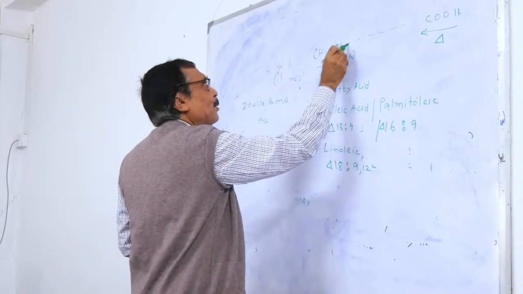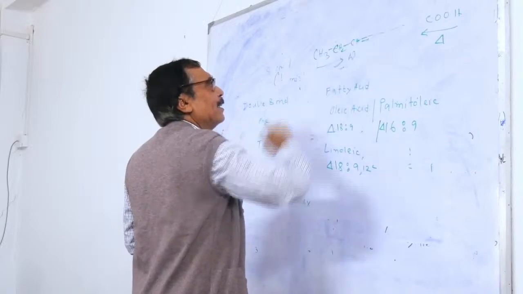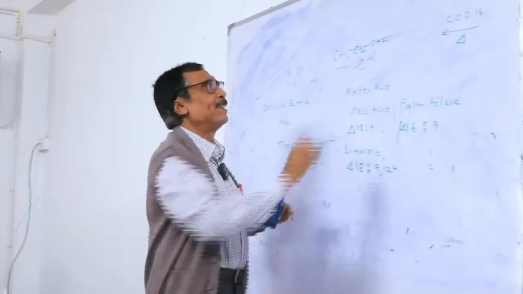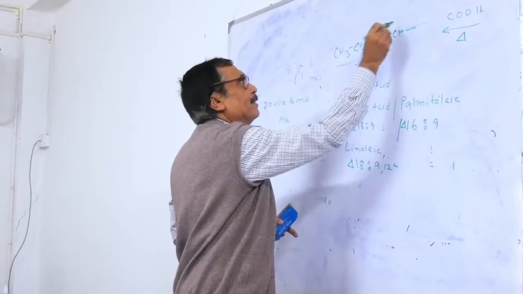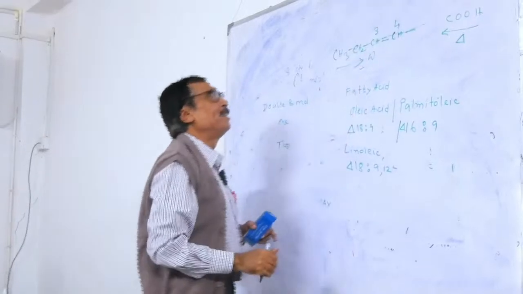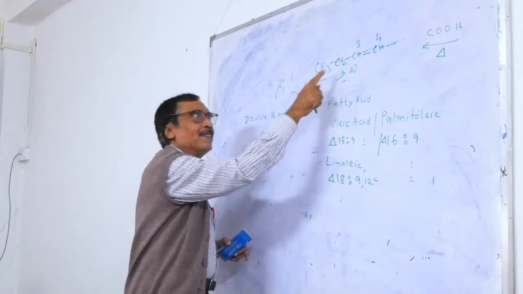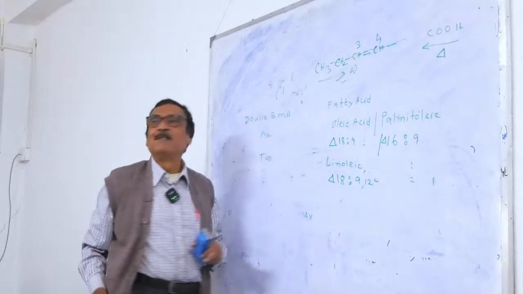CH2, CH। এইরকম যদি ফ্যাটি অ্যাসিড থাকে 3 এবং 4, 3 এবং 4 যদি ডবল বন্ড থাকে, counting from methylene, that fatty acid is called omega 3 fatty acid.